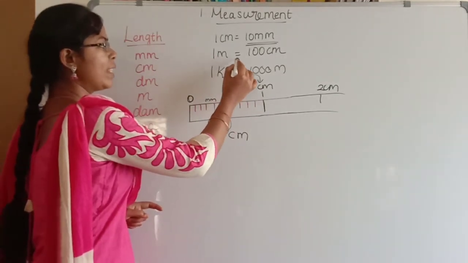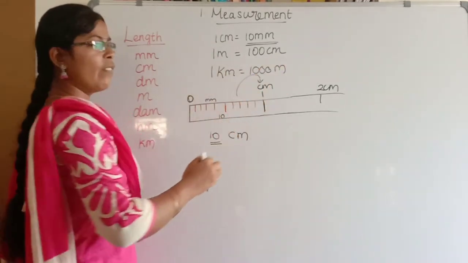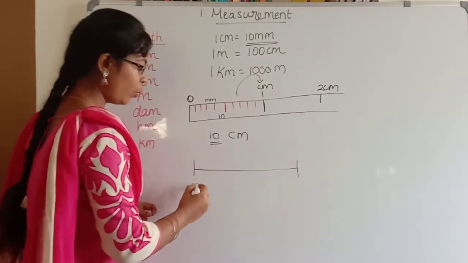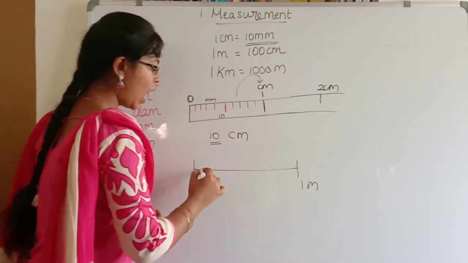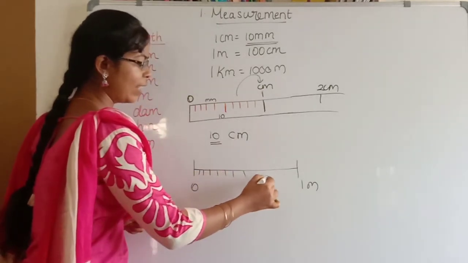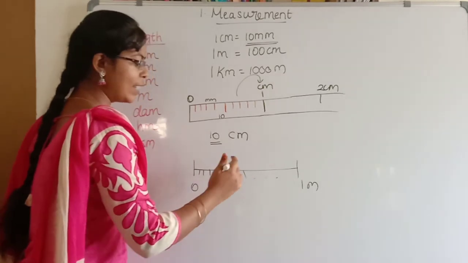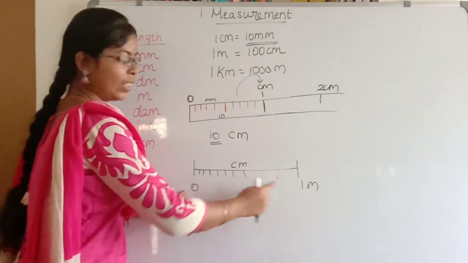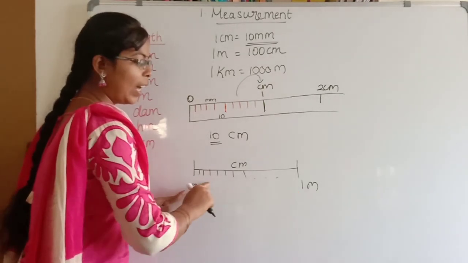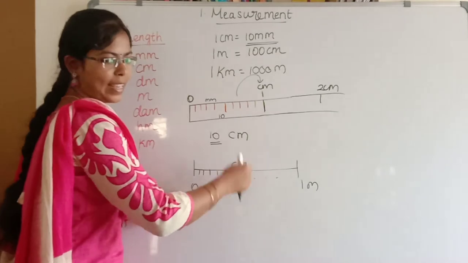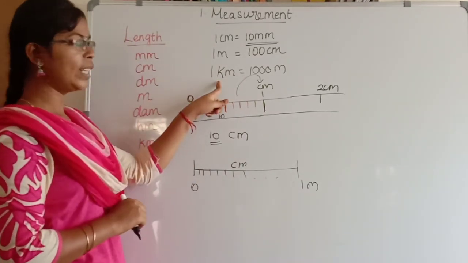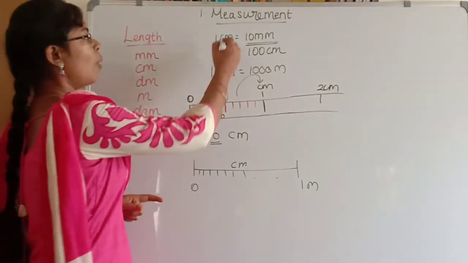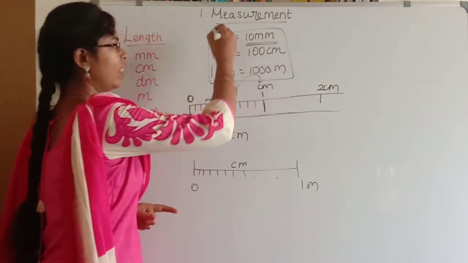Likewise, 1 meter is equal to 100 centimeter. When you take a meter scale and see 1 meter, from 0 to 1 meter, there will be 100 lines. Those 100 lines are nothing but centimeters. So to form 1 meter, there will be 100 centimeter lines. Likewise, 1 kilometer is equal to 1000 meter. So you have to always remember this.